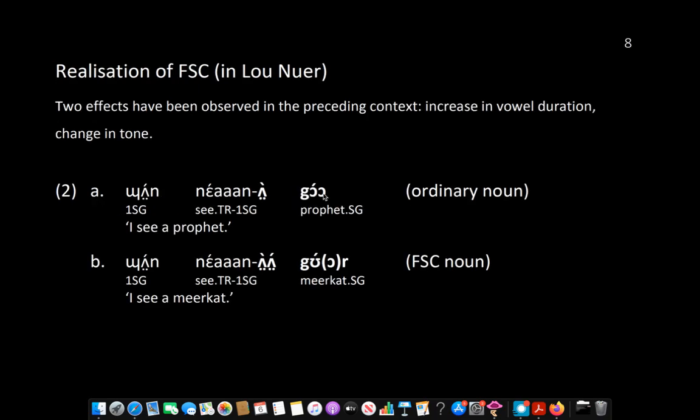Now, back to the topic of this presentation, let us consider the realization of FSC by looking at the data from Lou Nuer. There are two effects observed on the preceding context: increase in vowel duration and change in tone. The context in 2a serves as a baseline here. The noun is an ordinary noun, and the preceding vowel is short and the tone on the vowel is low. By contrast, in 2b, before the noun with floating suprasegmental component, the vowel is long and the tone is a rise. Hear how the examples sound.